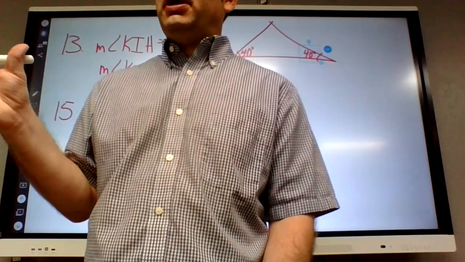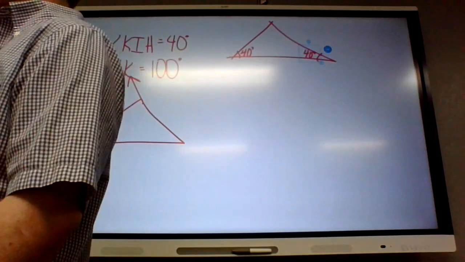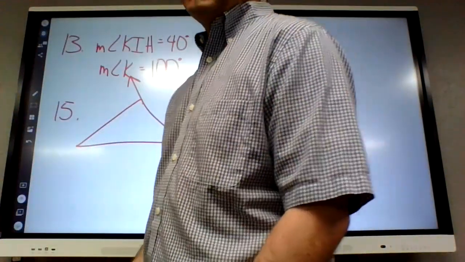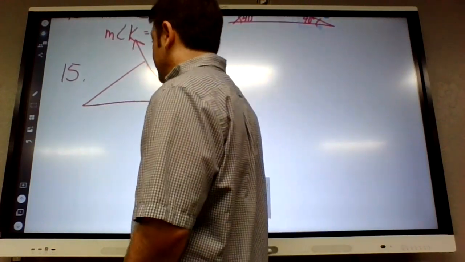x is an exterior angle, so it's going to be equal to the sum of those two interior angles on the other side. So x equals x minus 60 plus x minus 20.